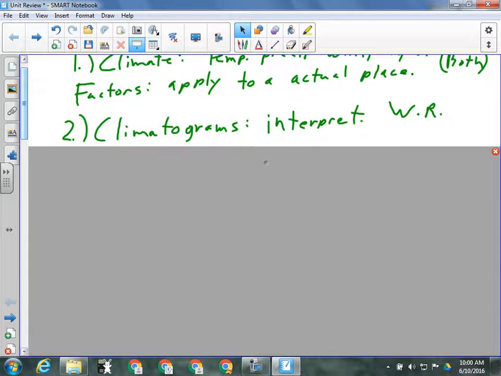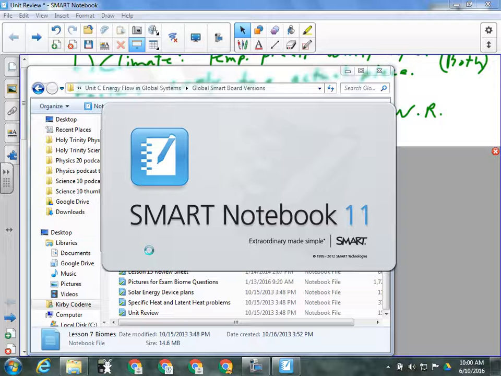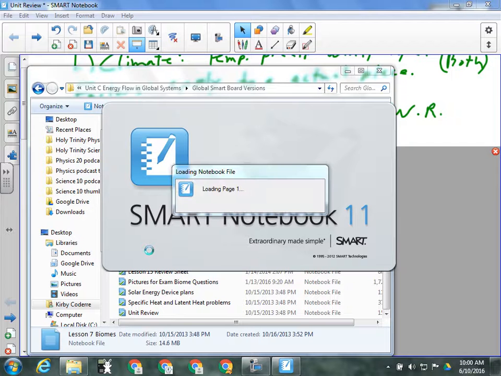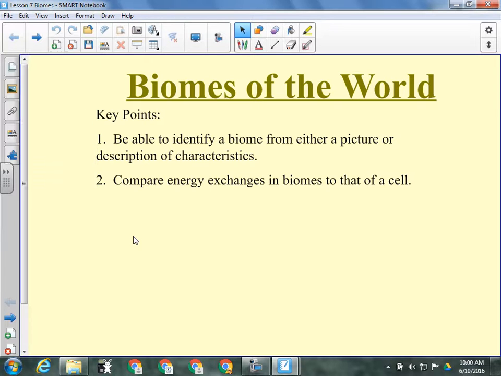Okay, on that note, we should do the rest of the biomes here. Yes, I am. Right after we do the review here. By the way, I'm still missing a bunch of those. A bunch of people didn't hand that in yesterday. Okay.